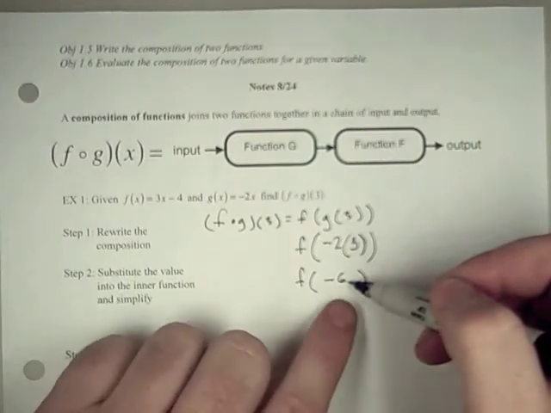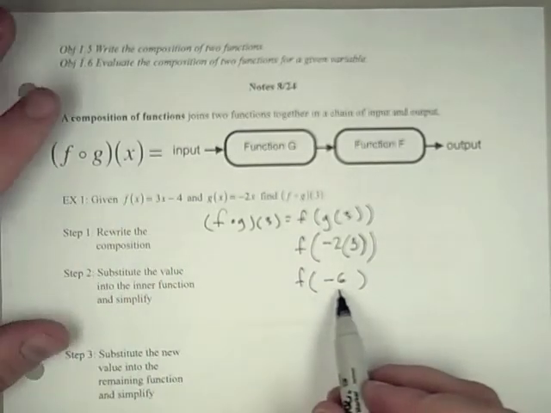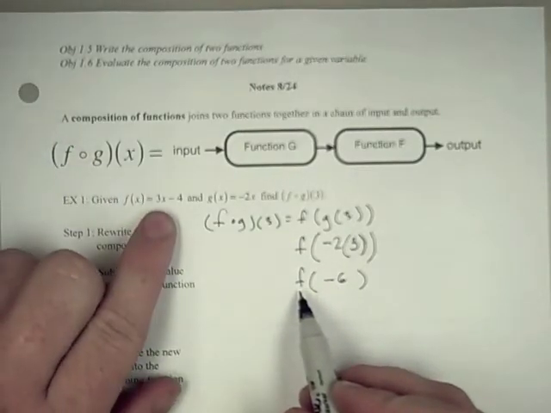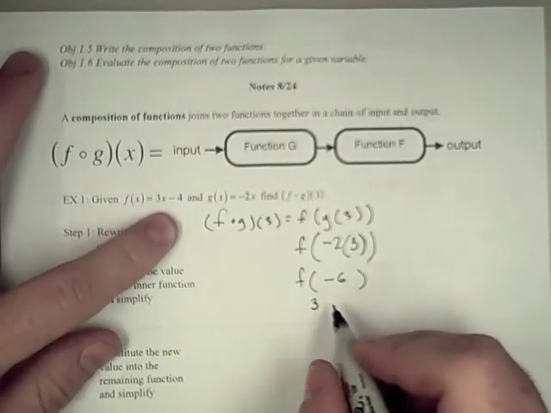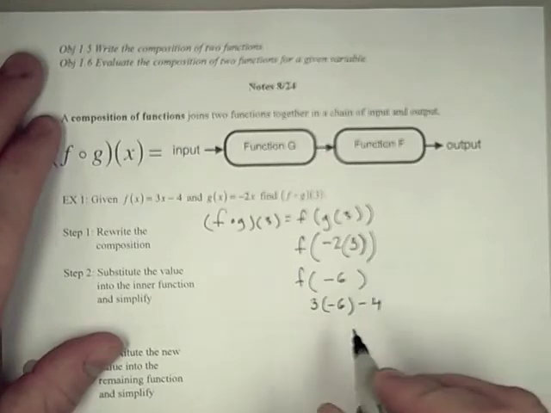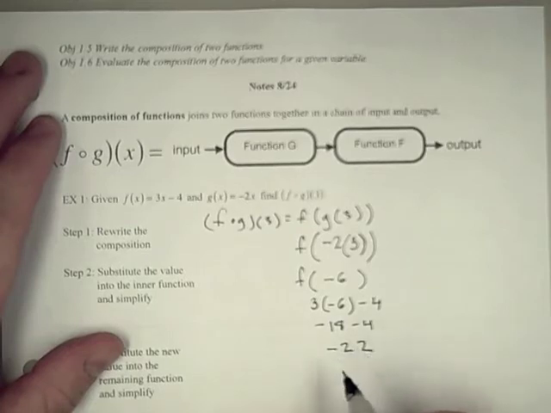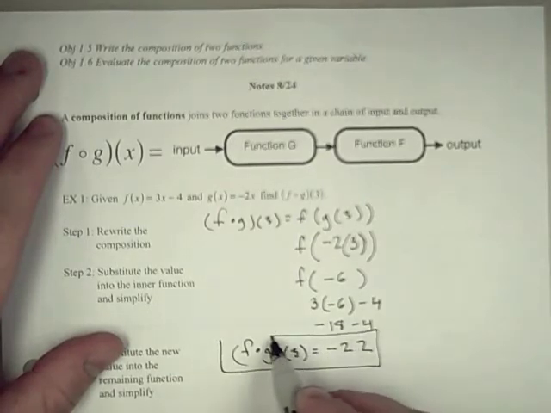Now we're going to take that new number, negative 6, and we're going to plug it into function f and get a final answer. Because this here says f of negative 6. And just like we've done before, we know that that means find function f right here and plug in negative 6. So 3, and then instead of x, I write negative 6 minus 4 right there. Go ahead and simplify that. Negative 18 minus 4 is negative 22. So f of g of 3 equals negative 22.